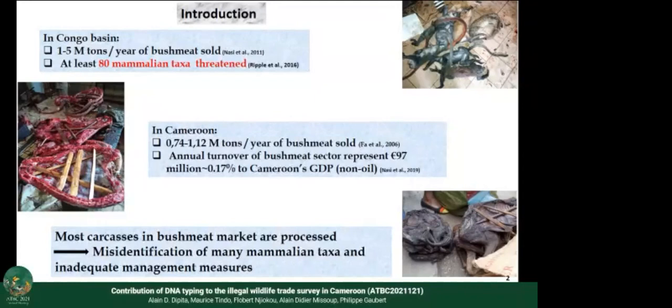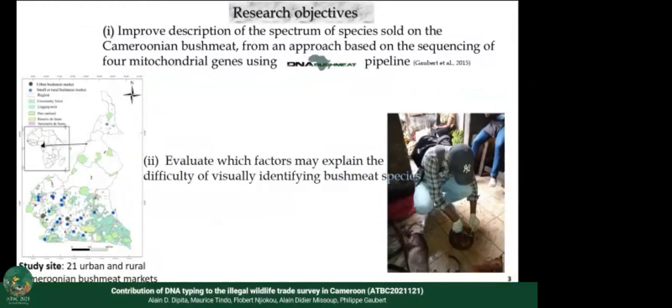Assessing the traded species at markets provides a commonly used measure of its intensity and impact on biodiversity. However, most carcasses sold are already smoked or brushed, posing a serious challenge to the accurate identification of hunted species. Our first objective was to improve the description of the spectrum of species sold on 21 urban and rural Cameroonian bushmeat markets based on 4 mitochondrial genes using the DNA bushmeat pipeline. Building on this result, our second objective was to evaluate which factors may explain the difficulty of visually identifying bushmeat species.